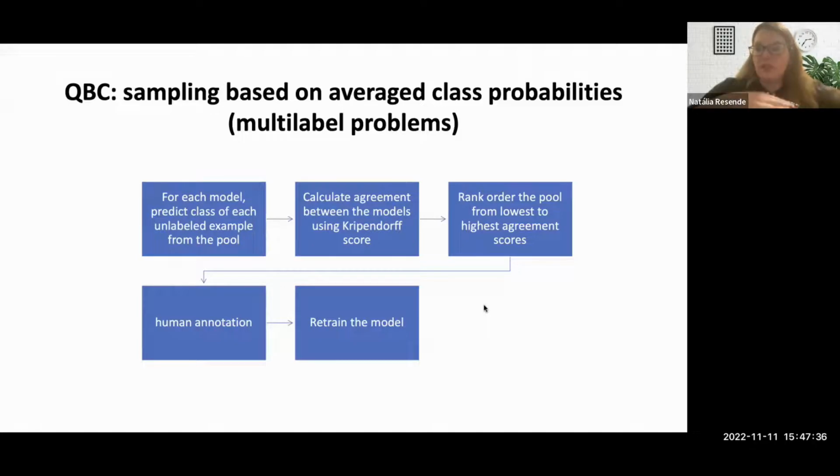And after having this pool of unlabeled data rank ordered by agreement, we then present for human annotation the examples with the lowest agreement, right? Because the examples with the highest agreement, we assume that they are not so informative. And then after that, we retrain the model.